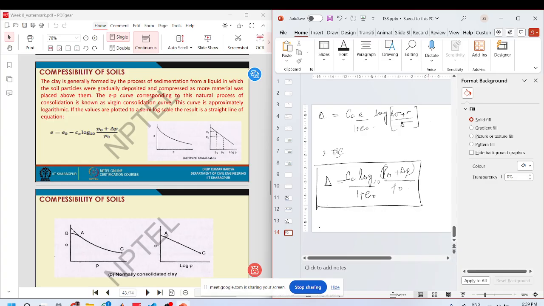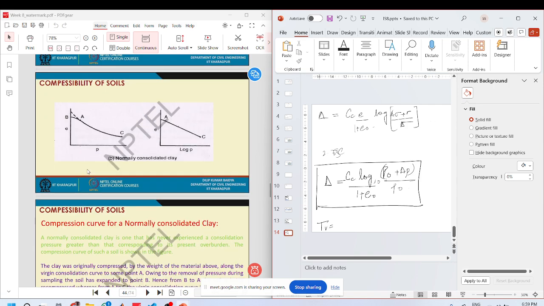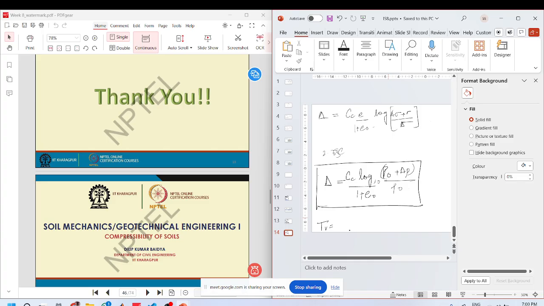And if you need to calculate the time, then you have to calculate it through the consolidation equation, where Tv equals pi by 4 U squared. U used to be the degree of consolidation.